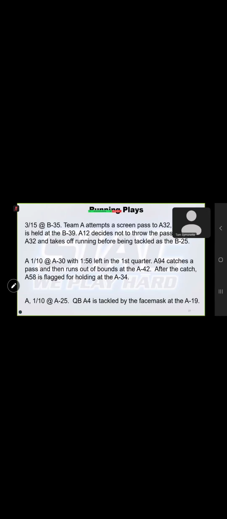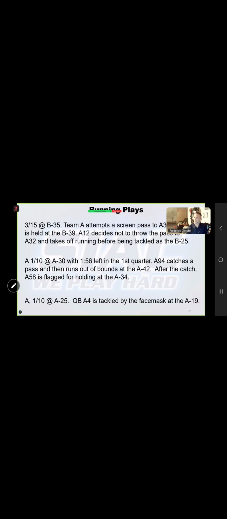The quarterback is in a passing posture. He's trying to look down the field to pass. He's trying to throw the ball down the field. All right, so it's 1st and 10 at the A25. And also, let's say that he's tackled by the face mask at A19 while he's trying to throw the ball.